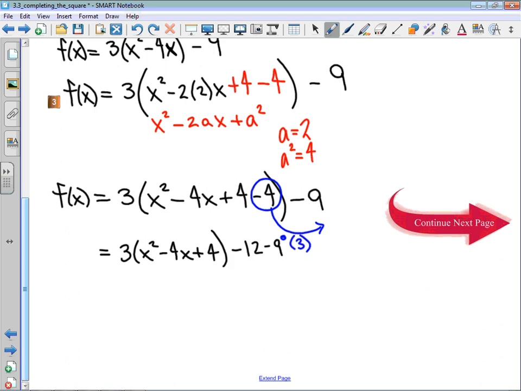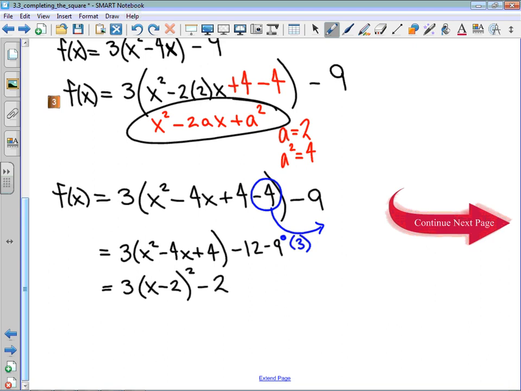And the advantage is x squared minus 4x plus 4, we set up to be a perfect square trinomial. So I can factor that. It's going to be 3 times x minus 2 squared, and then negative 12 minus 9 is negative 21. And now we have our function in vertex form.